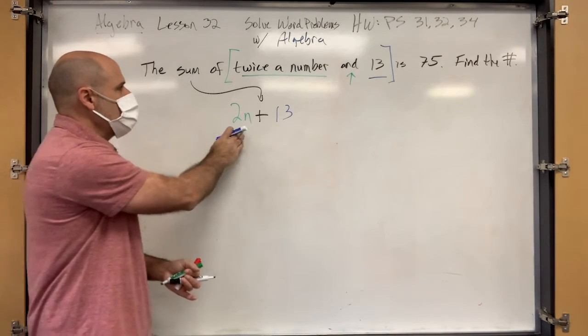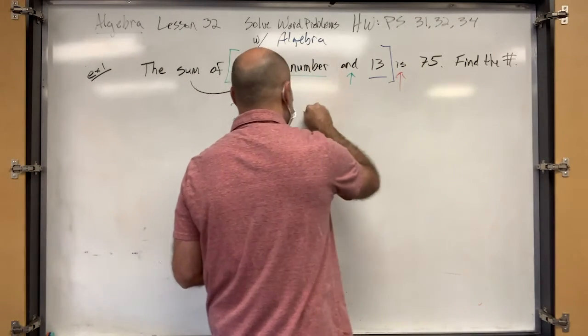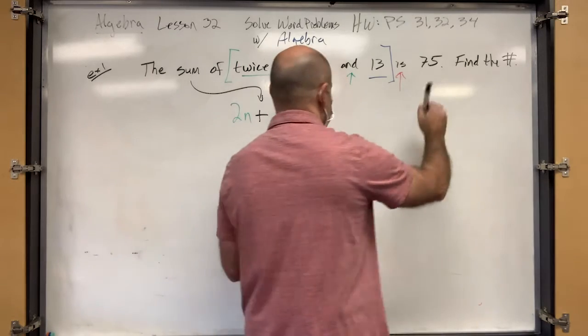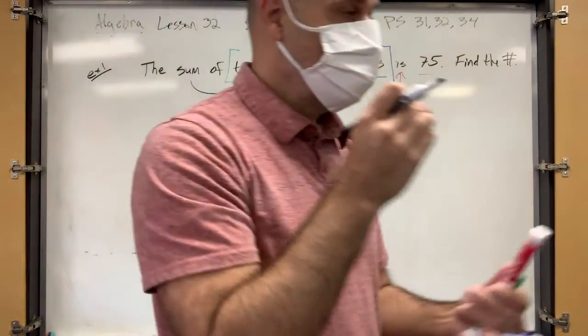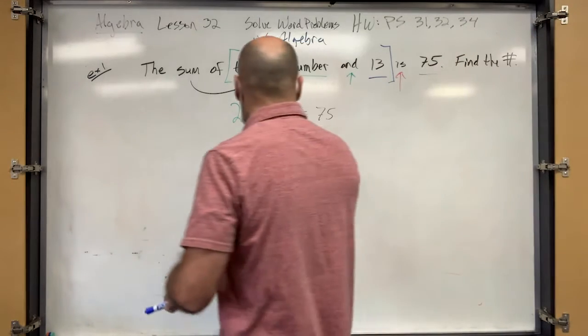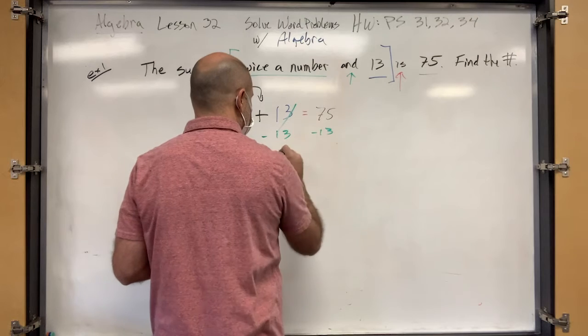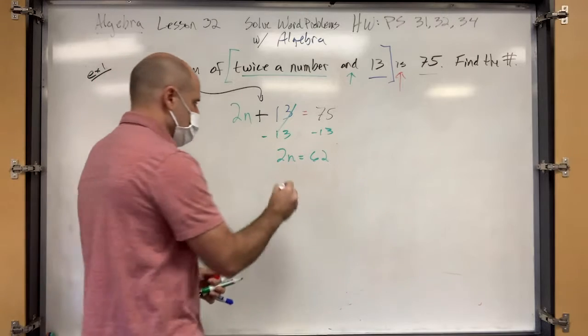So the sum of twice a number and 13, how do you say is? Equals. And then how do you say 75? 75, that's easy. So now we have an equation, a two-step equation. Now we go to our steps of equations. Everything's simplified, there aren't variables on both sides, so we're just going to steps 3 and 4. This is typically what most of your equations will look like. So get rid of the constant on the variable side, get rid of 13. So 2n equals 62. Get rid of 2.